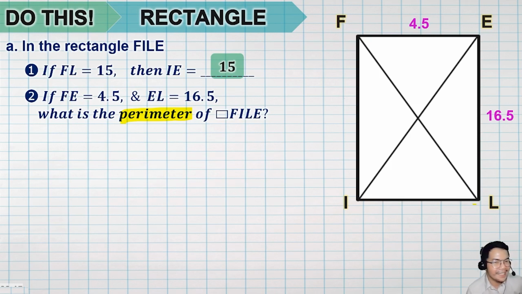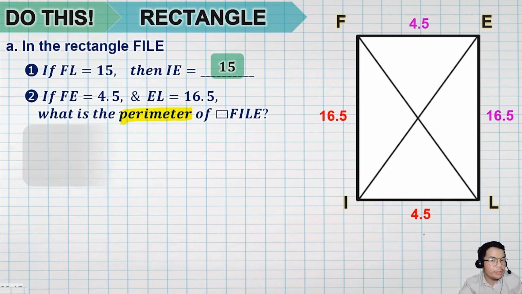Pero madali lang sana to kung lahat ng sides present. Which is hindi naman mahirap hanapan ng values because we know that in a parallelogram, opposite sides are congruent and rectangle is a parallelogram. That means if this is gonna be 4.5, 4.5 din si IL. If this side EL is gonna be 16.5, 16.5 din si side FI.